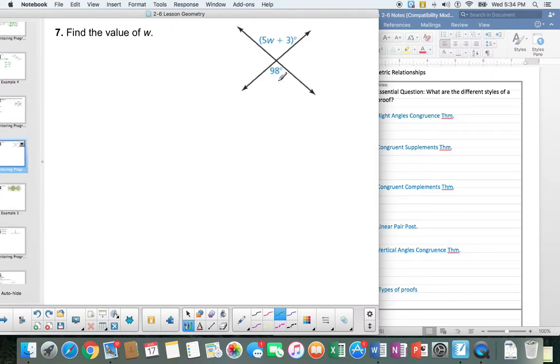Okay, let's do one more with vertical angles. We're going to set them equal to each other. And we get 95 is equal to 5W, and W is equal to 19.